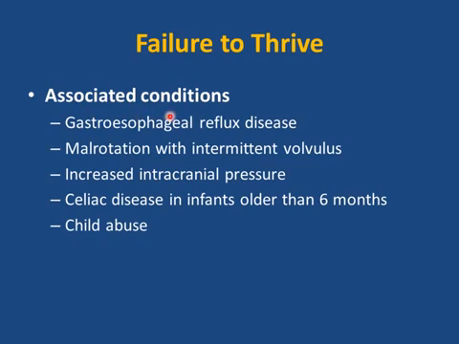you just provide reassurance. There are many conditions associated with failure to thrive that must be considered according to the history, physical examination, and laboratory. For example, gastroesophageal reflux disease can cause failure to thrive. Malrotation with intermittent volvulus, increased intracranial pressure, for example brain tumor, celiac disease in children or infants more than 6 months when they start a regular diet. Child abuse, if the history suggests, must be considered.